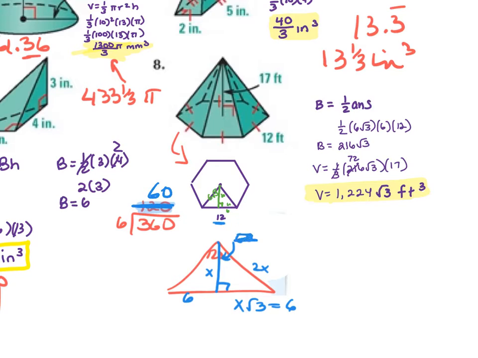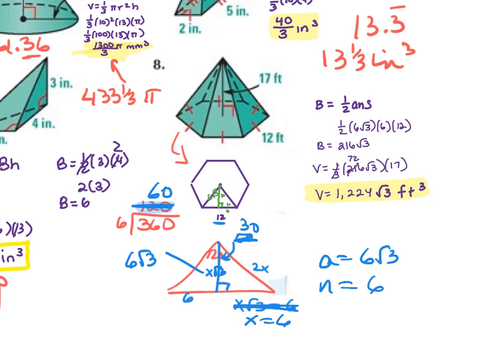So this is the 30 up here. So this is x root 3. So this is 6. So then my apothem is 6 square root 3. The number of sides is 6, and my side length is 12. So now I can take these 3 numbers and plug it in.